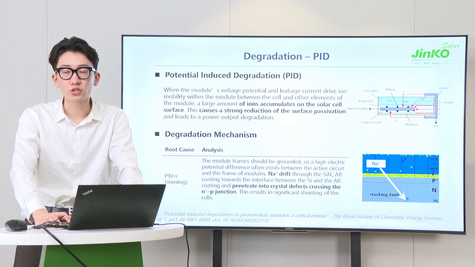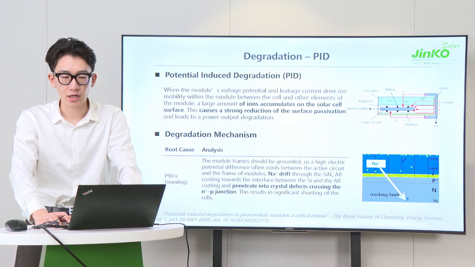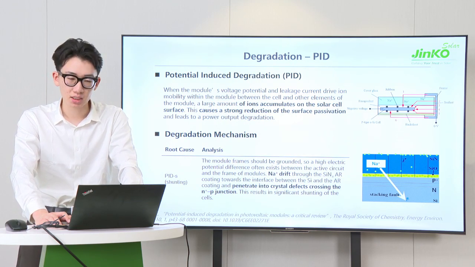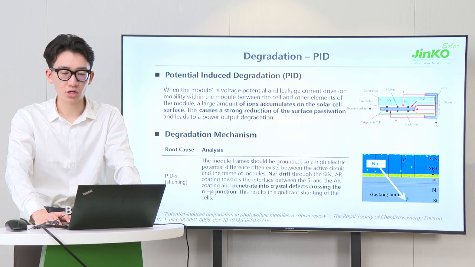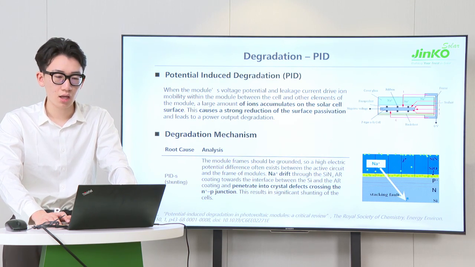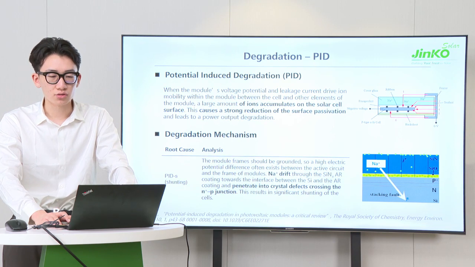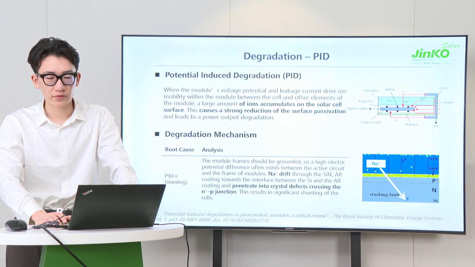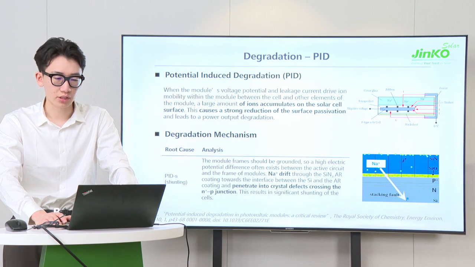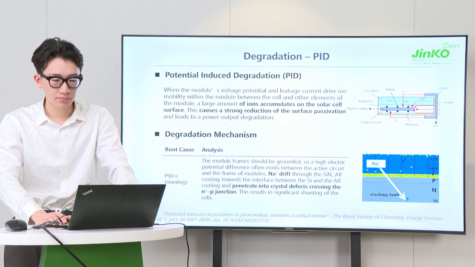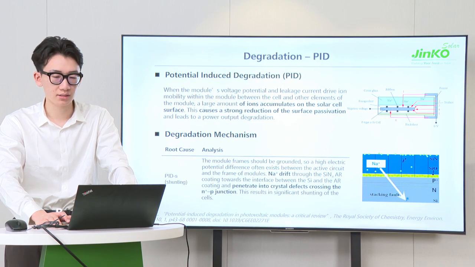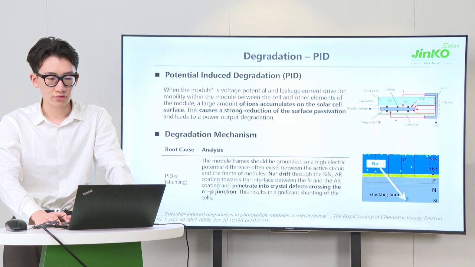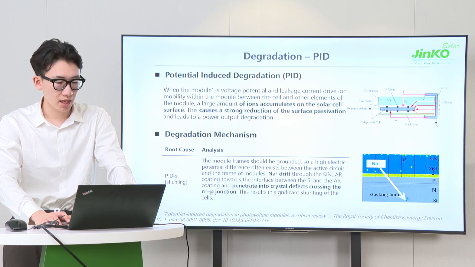When the module's voltage potential and the leakage current drive ion mobility within the module, a large amount of ions accumulate on the solar cell surface. This causes a strong reduction of the surface passivation and leads to a power output degradation. In standard crystalline silicon PV modules, leakage currents can flow from the module frame to the solar cells along 6 different pathways, which are depicted in the right picture.